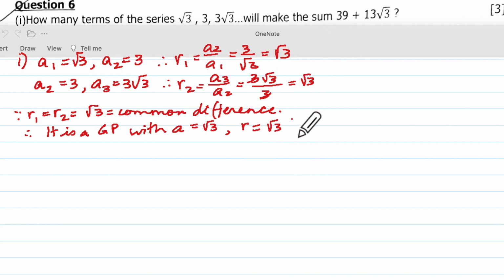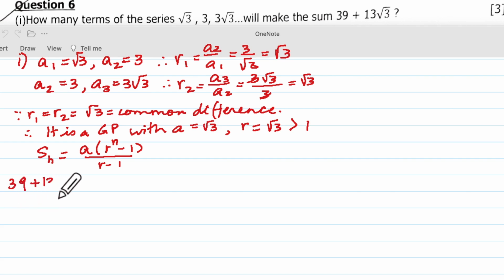Now this root 3 is greater than 1. They want the sum as this, so you'll use the Sn formula. Sn formula is a into bracket r to the power n minus 1 upon r minus 1. So we'll substitute for Sn as 39 plus 13 root 3, which is equal to root 3 into bracket root 3 to the power n minus 1 upon root 3 minus 1.